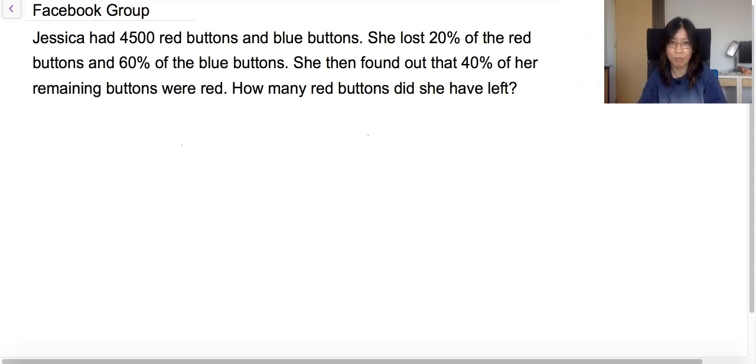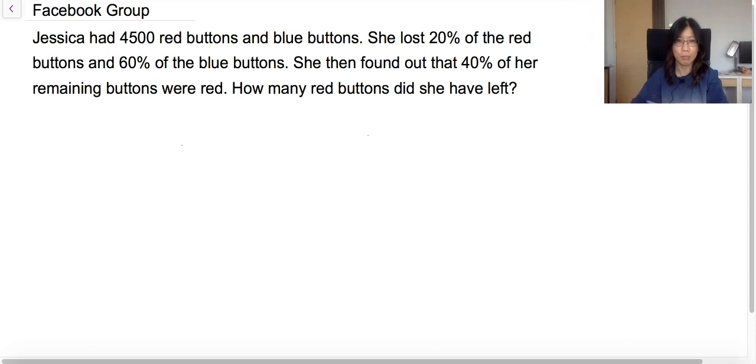Jessica had 4,500 red buttons and blue buttons. She lost 20% of the red buttons and 60% of the blue buttons. She then found out that 40% of her remaining buttons were red. So how many red buttons did she have left?